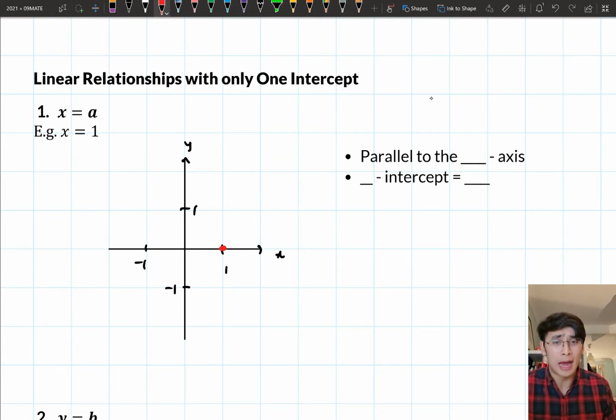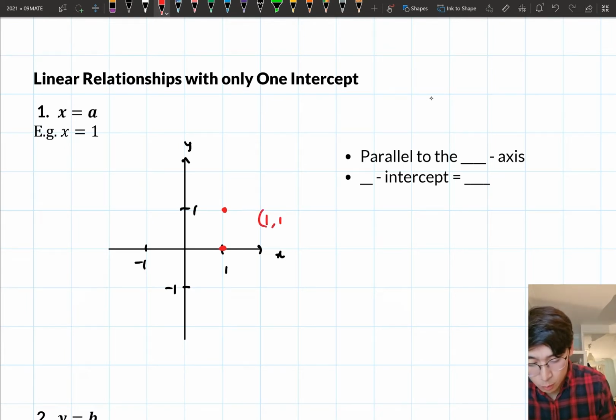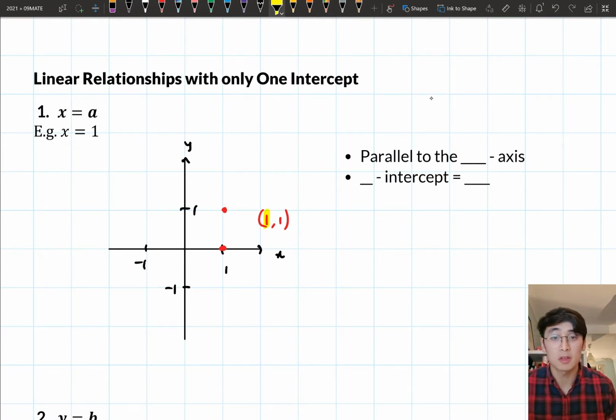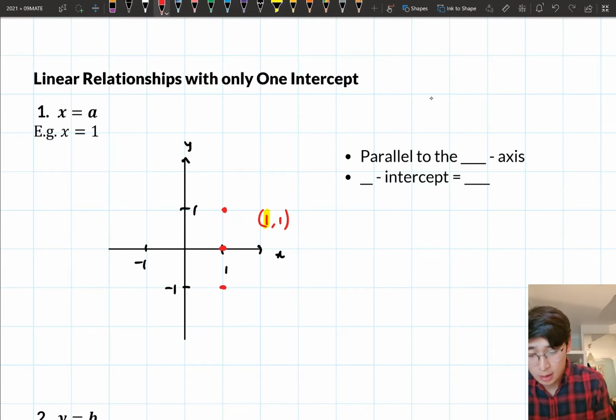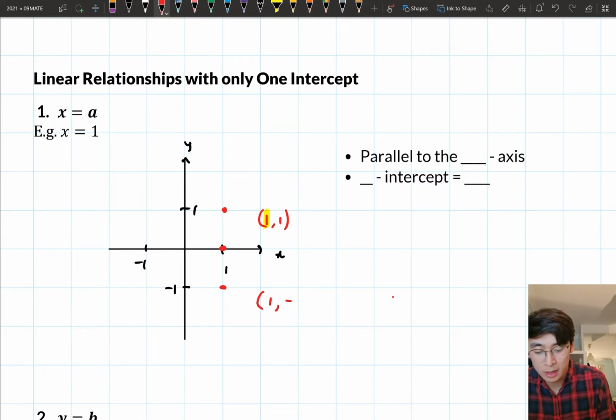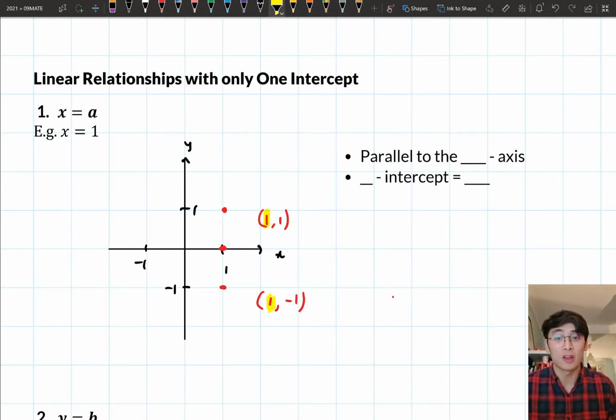But there's more than that point that has an x coordinate of 1. If you have a look at this point here, it has a coordinate of (1, 1). The x value of this coordinate is 1, and so this point also has an x value of 1. We've also got this point down here. If you remember from our coordinates, the x coordinate comes first and the y coordinate comes second. This one has a coordinate of (1, -1), so this point also has an x value of 1.